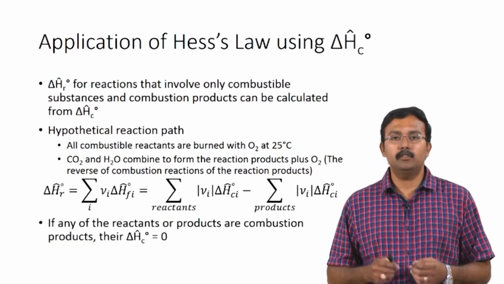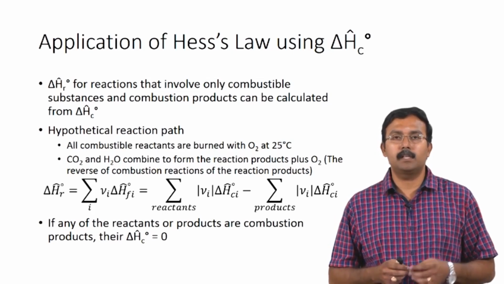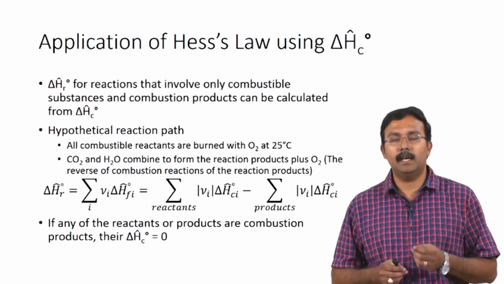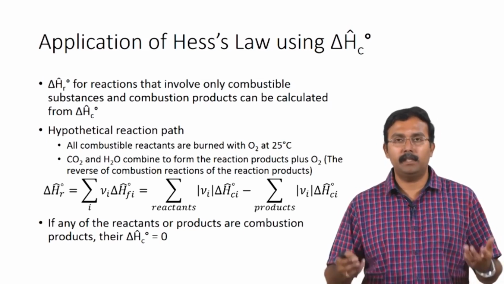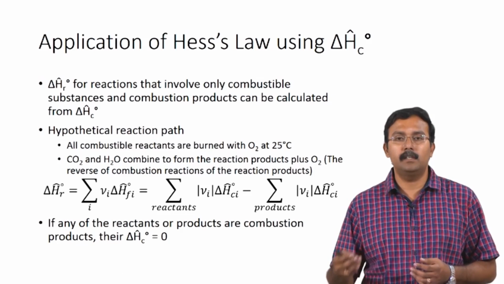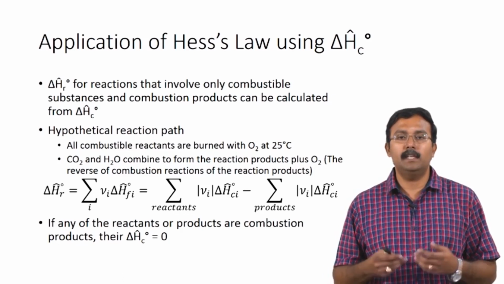If any of the reactants or products are actually combustion products, then you would use the heat of combustion as 0 for those things. For example, if you have carbon dioxide as part of the reaction, then you would have the heat of combustion for carbon dioxide as 0.